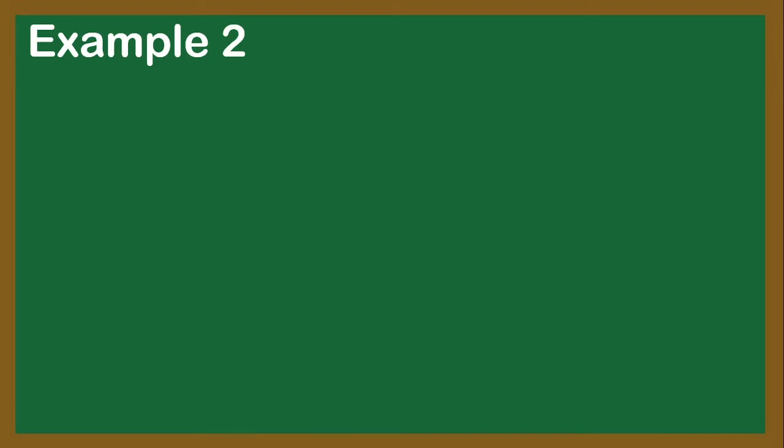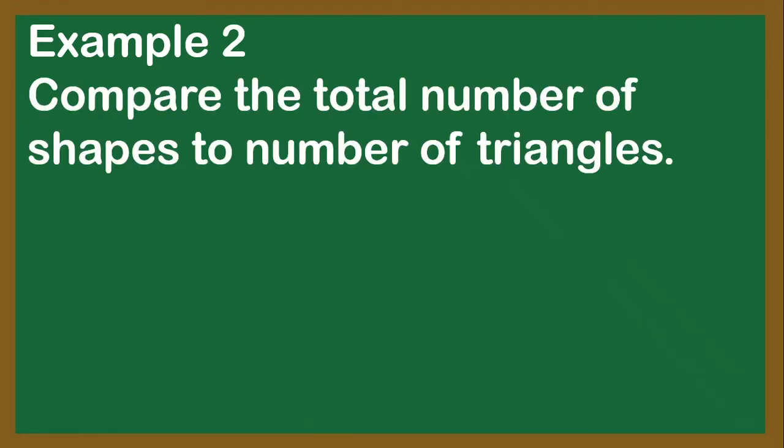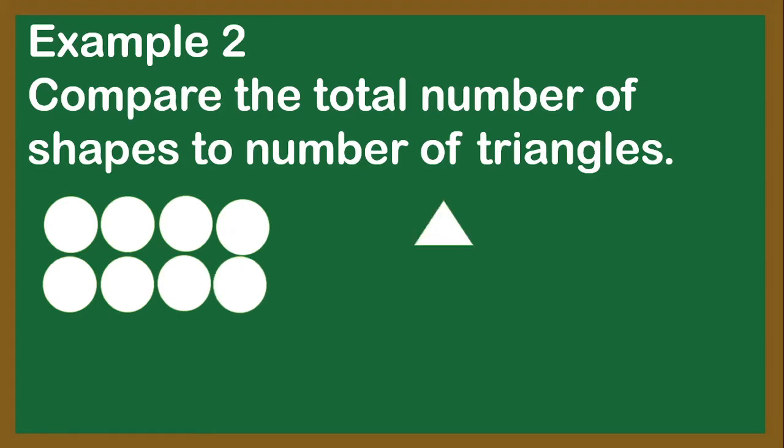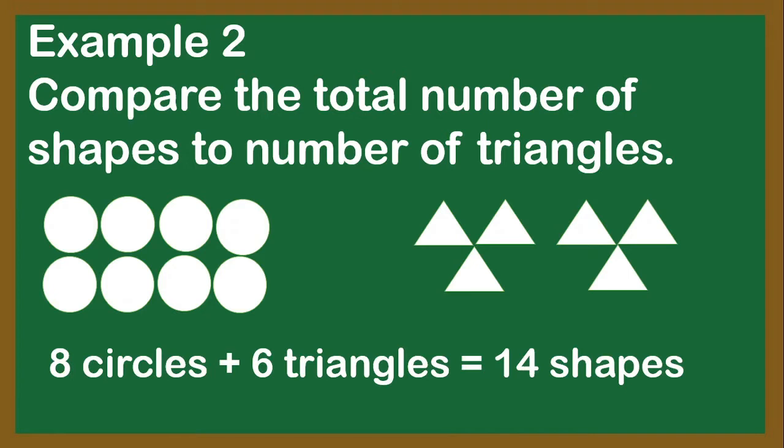Let us have example number 2. Compare the total number of shapes to the number of triangles. So this is already telling us the order or the rule in writing the ratio. So we have the circles 1, 2, 3, 4, 5, 6, 7, 8. Then we have triangles as 1, 2, 3, 4, 5, 6. So we have 8 circles plus 6 triangles, then we have 14 shapes.